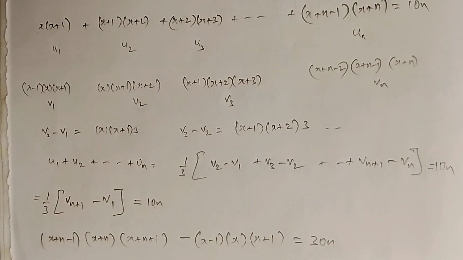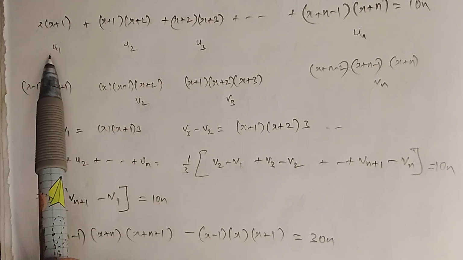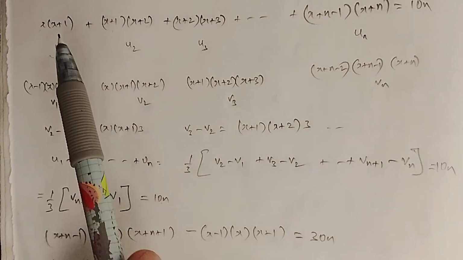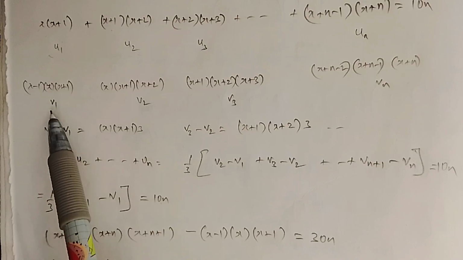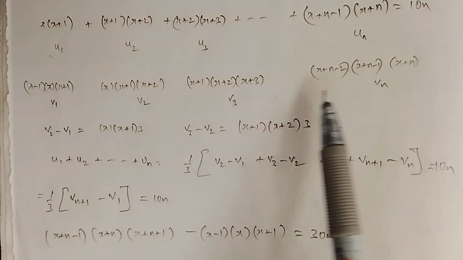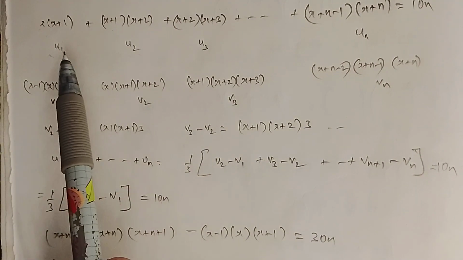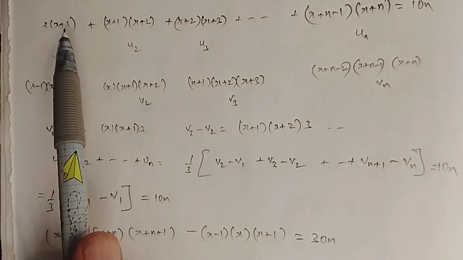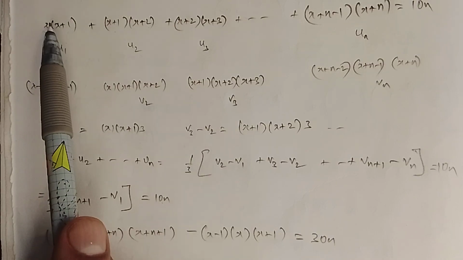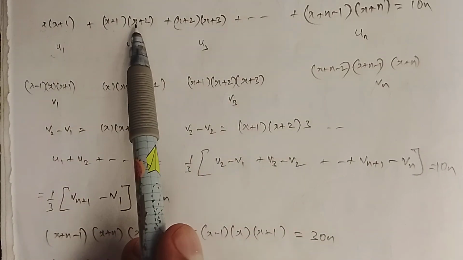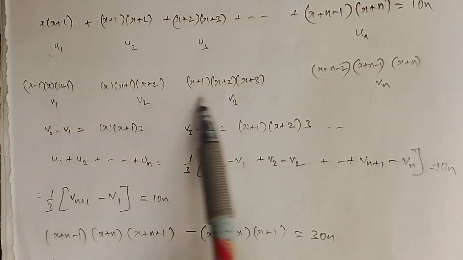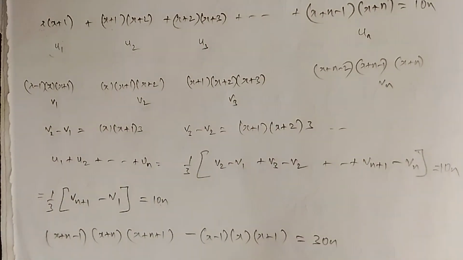We will use the same process. This time we'll assume this as u1, u2, u3 up to un, right? We'll again create another series. We will call it v1, v2 up to vn. We'll multiply this first term with a number prior to this, right? This is x plus 1, this is x. The number prior to that should be x minus 1. Similarly, x plus 2, x plus 1, the number prior to that is x, right? We'll create the series of v1, v2 up to vn.